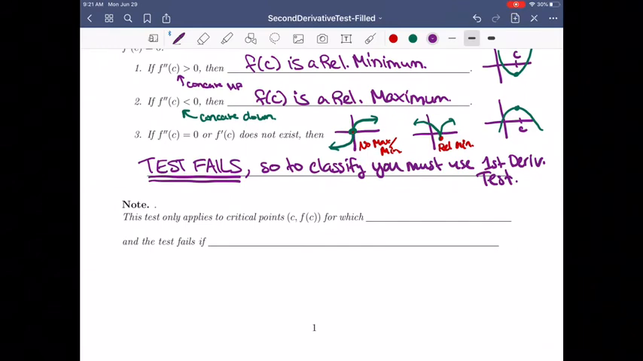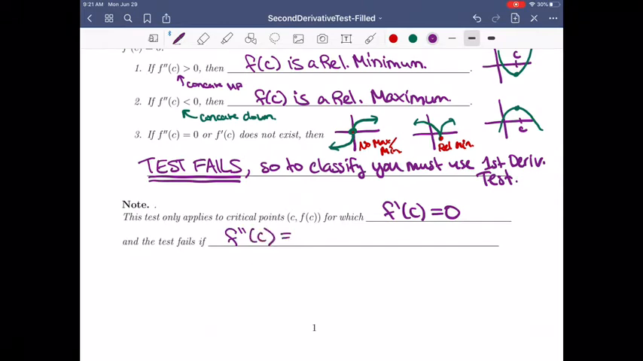Just to remind you, this test only applies to critical points or critical numbers c for which the first derivative at c equals 0. So you cannot use it if the first derivative at c does not exist. If it's that type of critical number, you can't use this test. And our test fails if the second derivative is 0 or does not exist.